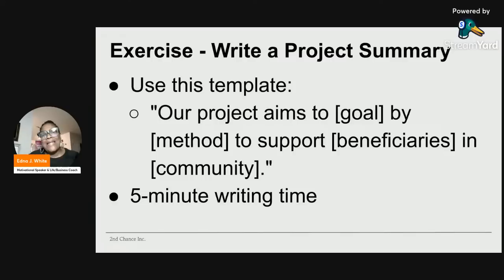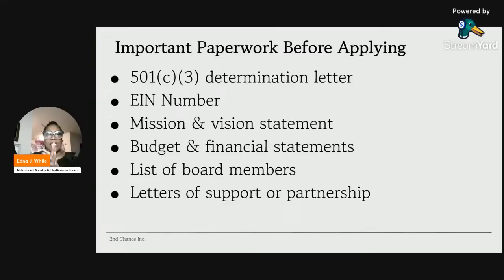Before you submit any documentation, anything at all, or think that you're going to submit something to anybody else, make sure your paperwork is in order. Many grants require documentation up front. So here is the important paperwork before applying. You're going to need a 501c3 determination letter.